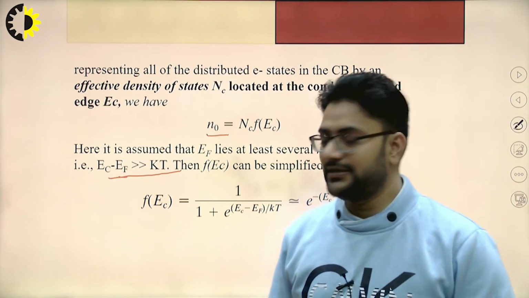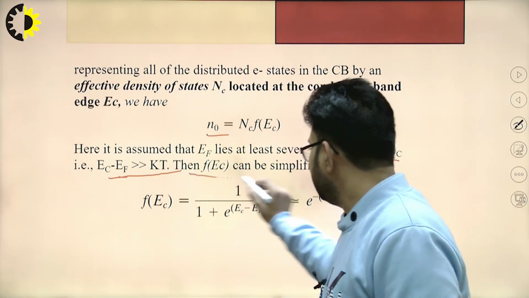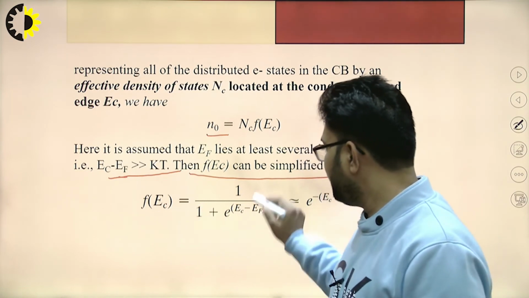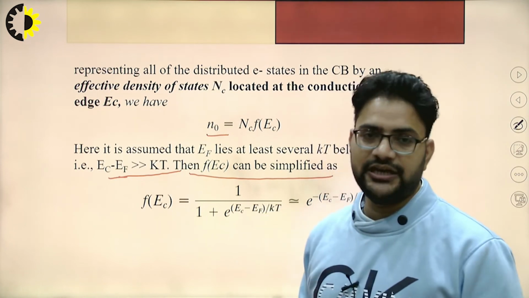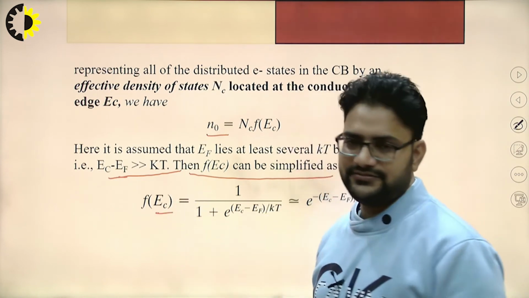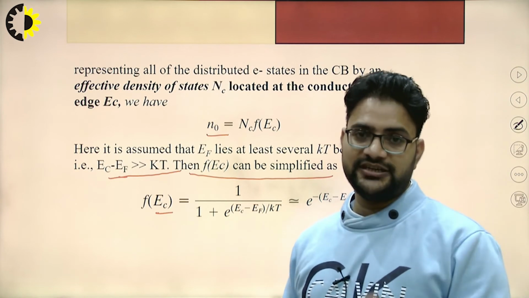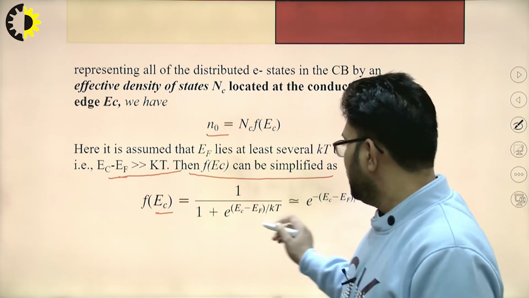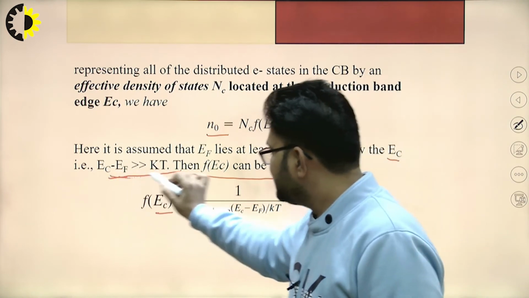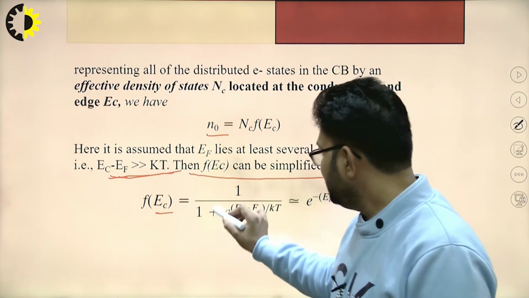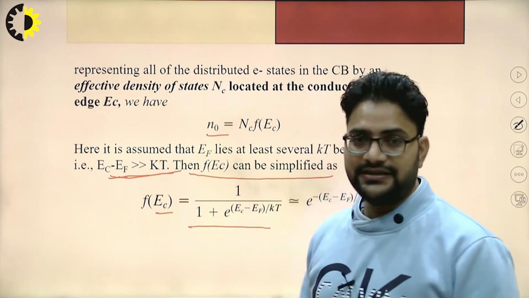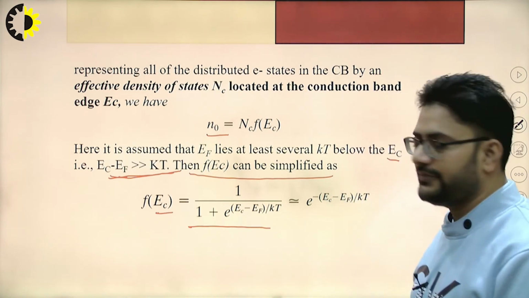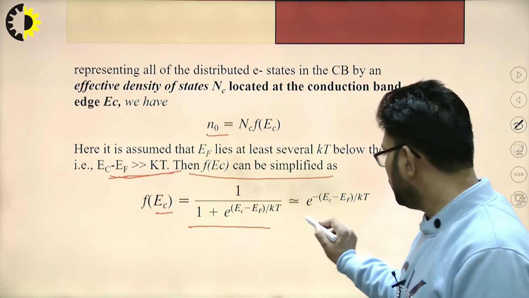If it is possible, then F(EC) can be simplified as 1 upon 1 plus e raised to power (EC minus EF) divided by kT. We have replaced the E with the EC. That is, we are only talking about the energy level which is above the conduction band energy level, right? Now, if this condition follows, then this equation can be rewritten as e raised to power minus of (EC minus EF) divided by kT. So this is the more simplified form of this one.